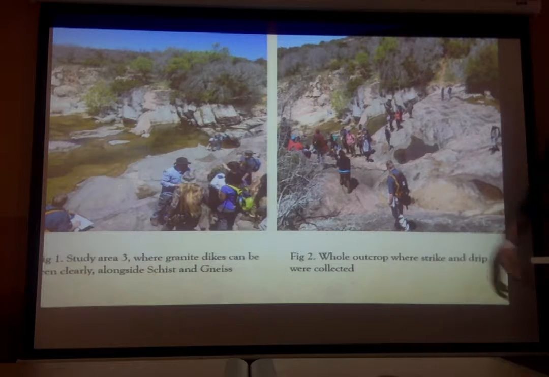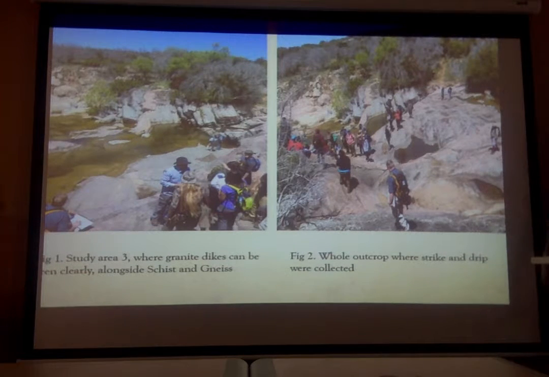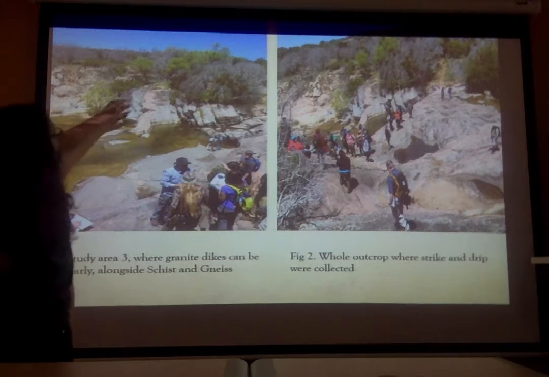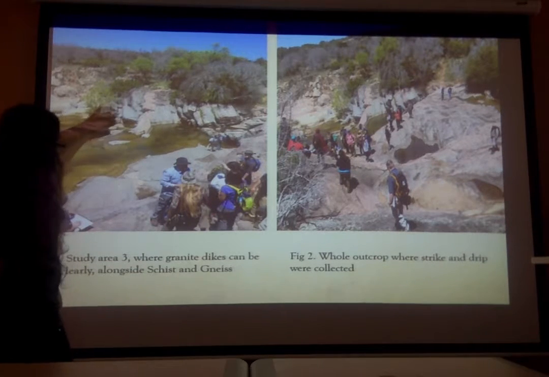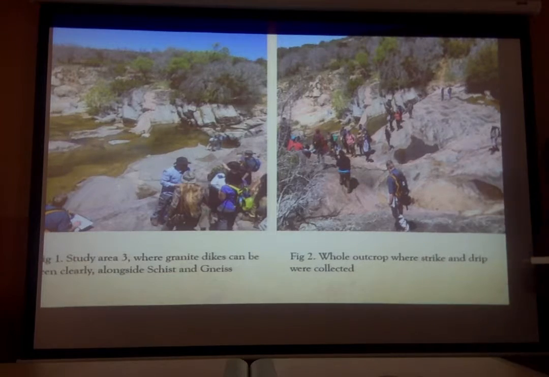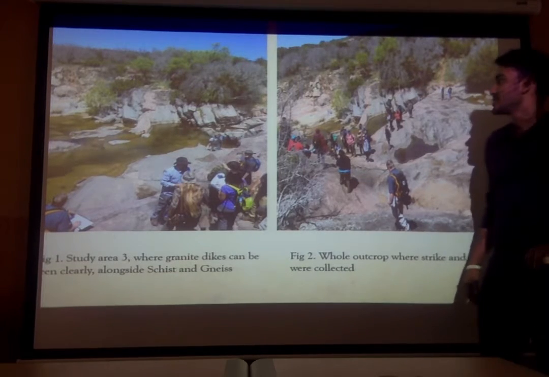So basically, this is the granite dike, and this is the gneiss, the schist and gneiss.